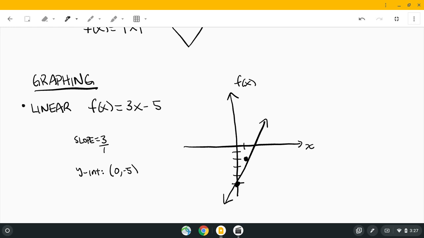Again, you don't have to do it this way. You could always just make a table. Choose 3 values and graph your 3 points.